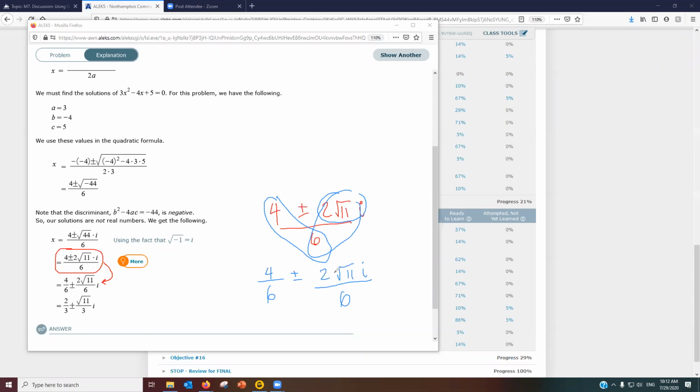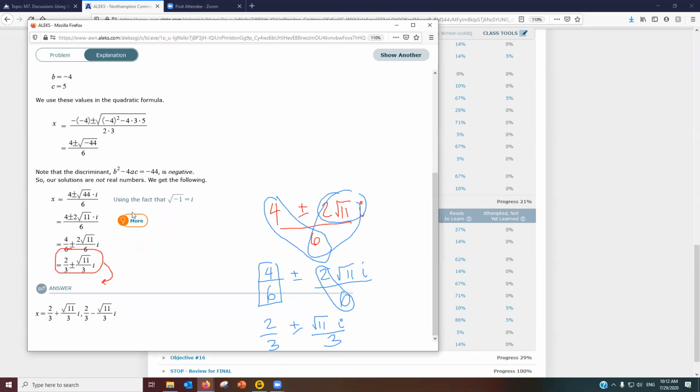One last step is now I can simplify these fractions, because 4 over 6 can be simplified to 2 over 3, and this 2 over 6 can be simplified to just 1 over 3. So here is the final answer. And of course, remember, this really breaks up into 2 separate answers. One time when you use the plus sign, one time when you use the minus sign. So you can see down here is what you'll end up with as the final answer.